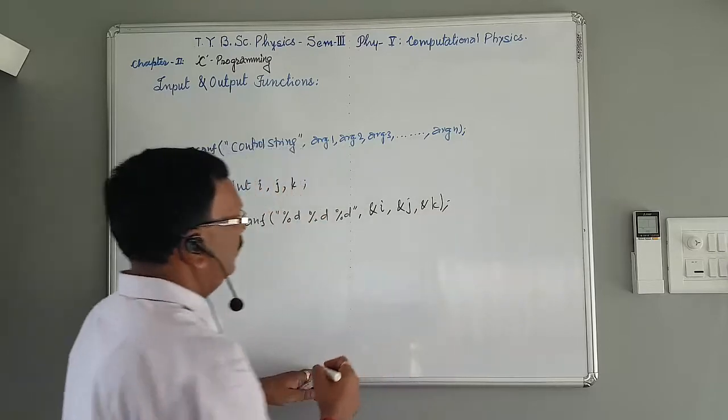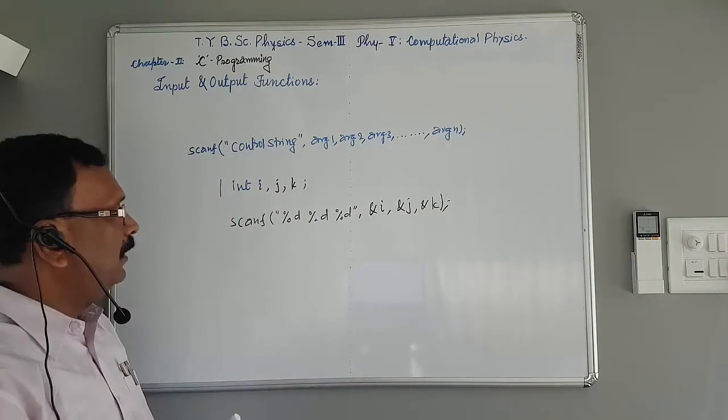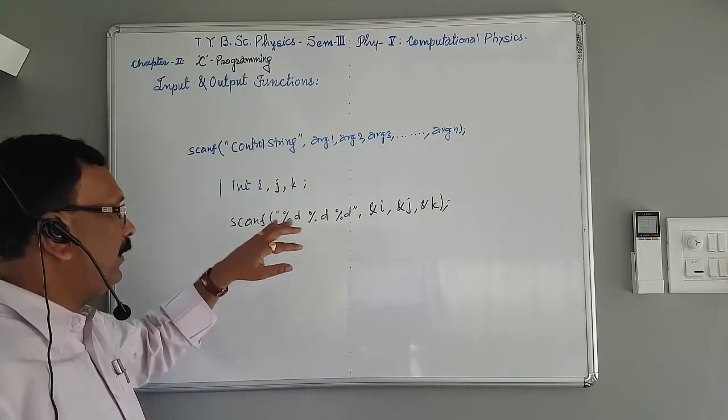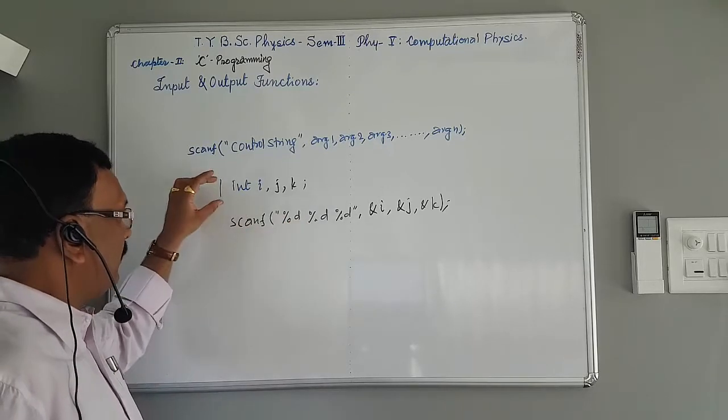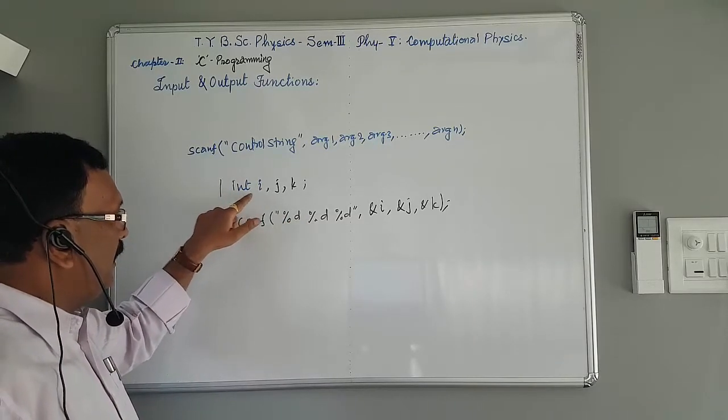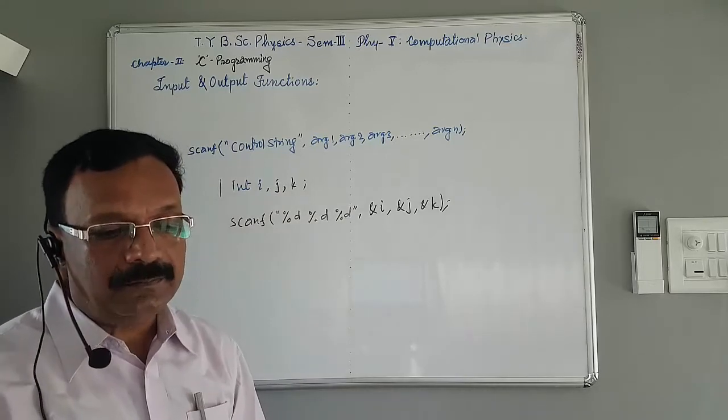Now through this statement, the computer can read the variable data which is supplied by the user, already declared as integer i, j, k.